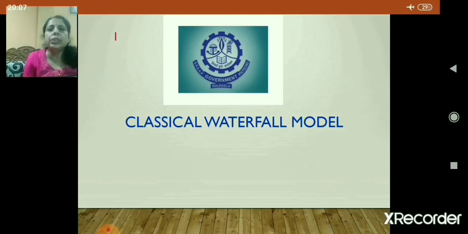In the previous session I discussed the software development life cycle, and in this session I will discuss the classical waterfall model. So let's start our topic.